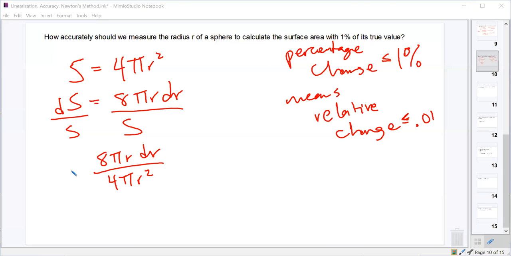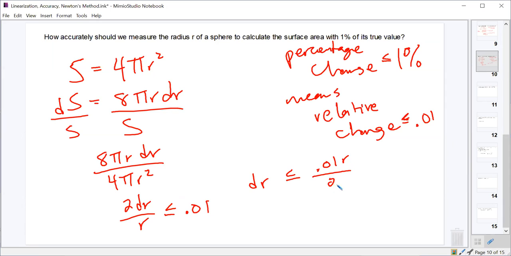Okay, so simplifying that, pi's will cancel, some of our r's will cancel. We just end up with 2 dr over r. And this is our relative change. We want our relative change to be less than or equal to 0.01, right? Which tells us that our dr value needs to be less than or equal to 0.01 r divided by 2, or less than or equal to 0.005 r.